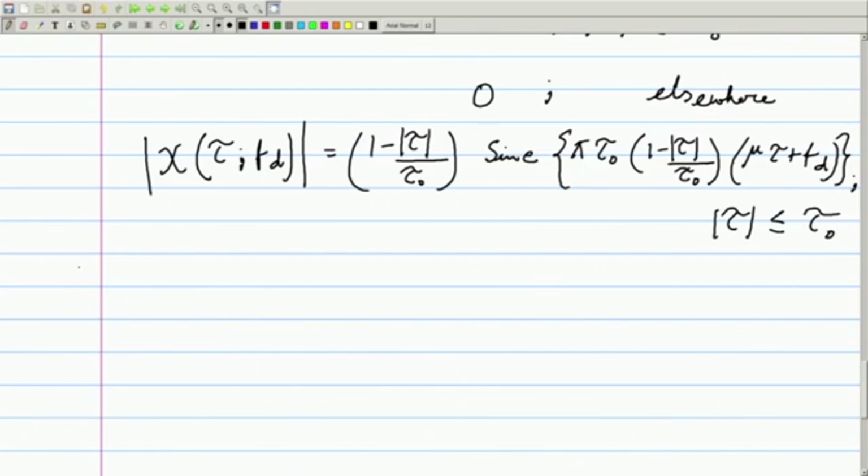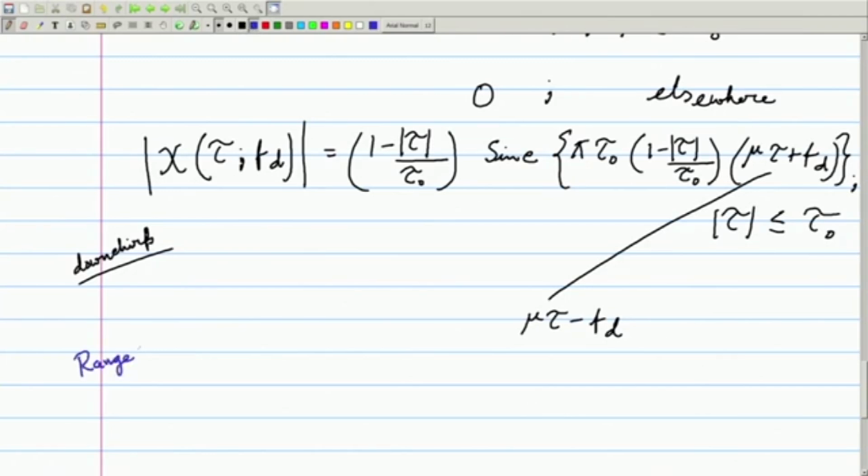If I have a down chirp, this portion should be replaced by mu tau minus f d, because that is the only change there. So, we got this, and from here we can see the range ambiguity function. Actually this is a two dimensional signal, so it can be plotted in a 3D plot, but more meaningfully we will use a 2D plot. That is why we are specializing to the range ambiguity function of the up chirp signal.